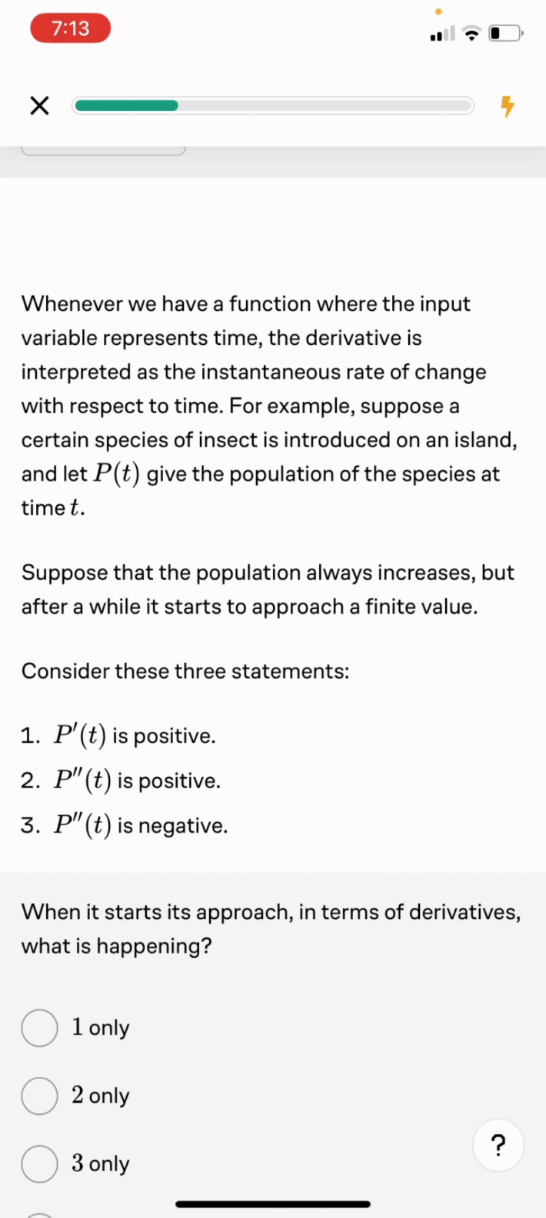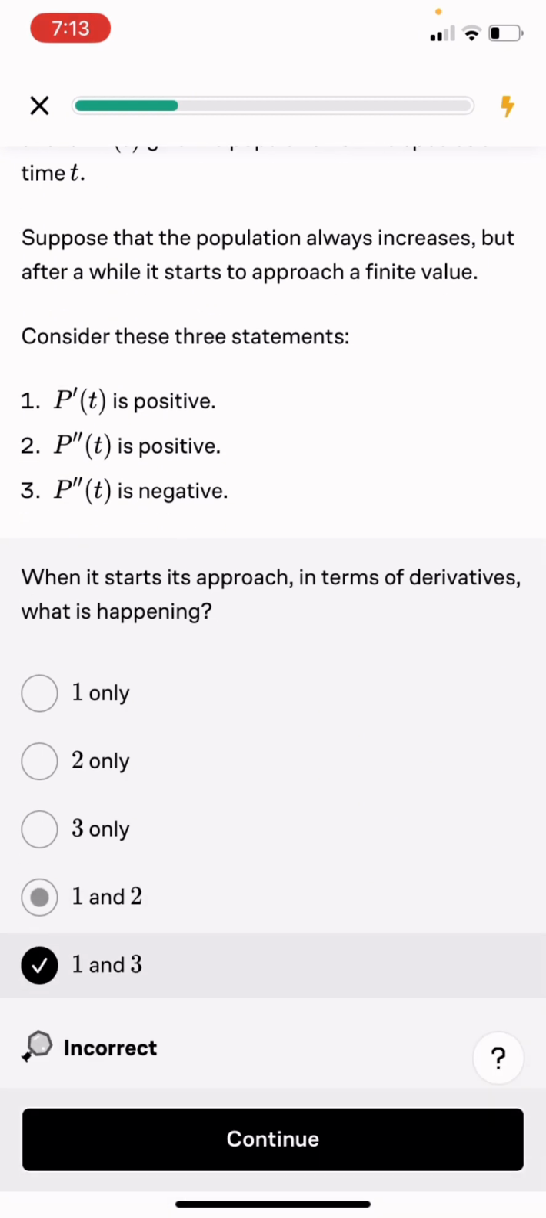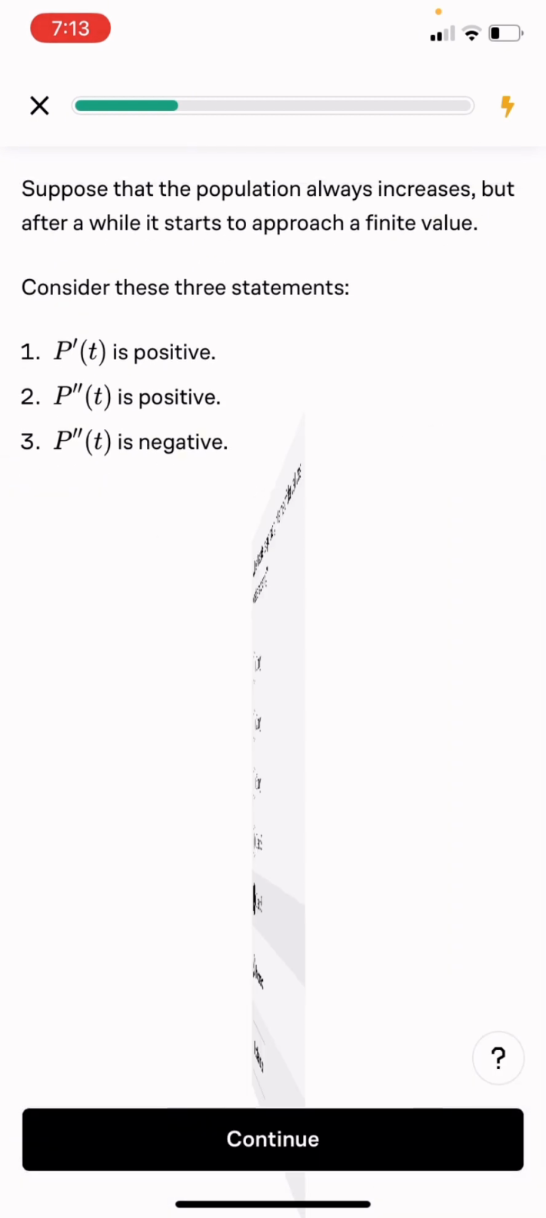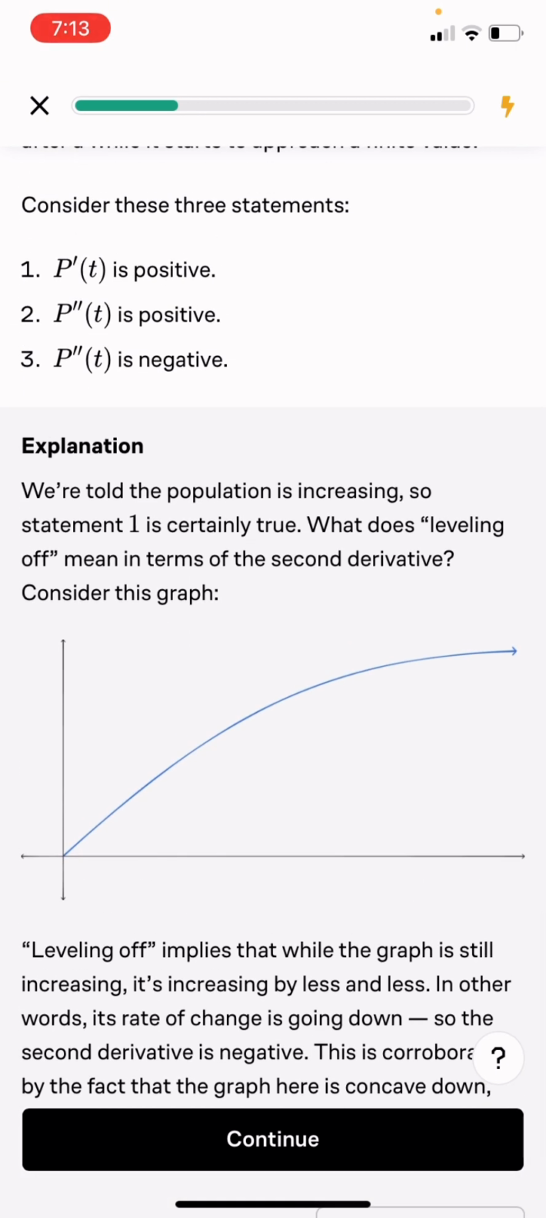We're told that the population is increasing, so statement 1 is certainly true. But what does leveling off mean in terms of the second derivative? Consider this graph. You could see it as a frown too, as the population gets bigger and bigger, it slows down and down. Leveling off implies that while the graph is still increasing, it's increasing by less and less. In other words, its rate of change is going down, so the second derivative is negative.